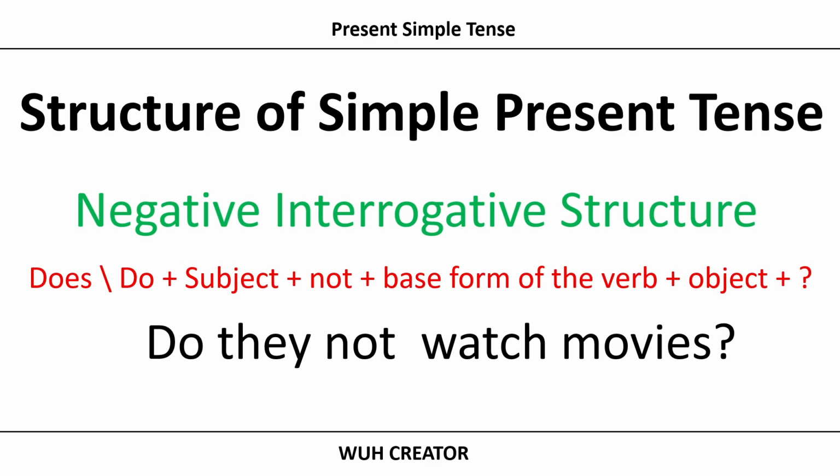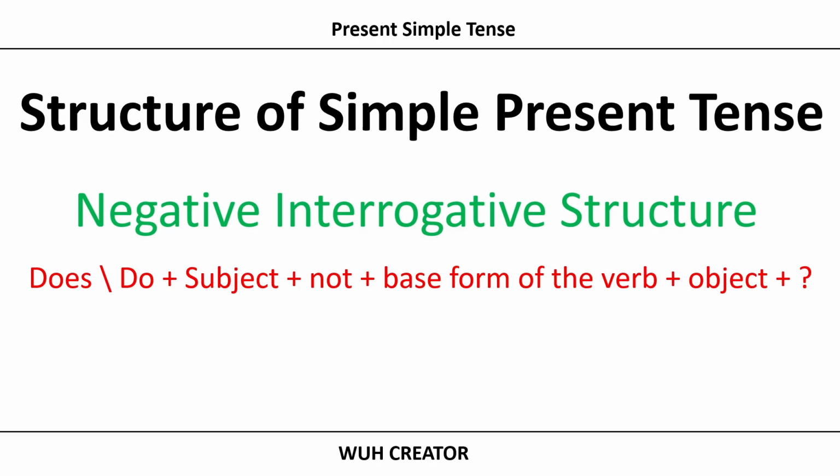In this sentence, do is the auxiliary verb, meaning helping verb, used because the subject they is plural. The word they is the subject of the sentence, and since it is plural, we use do instead of does. The word not is added to make the sentence negative. Watch is the main verb and it remains in its base form. And movies is the object of the sentence, and the sentence ends with a question mark because it is interrogative.